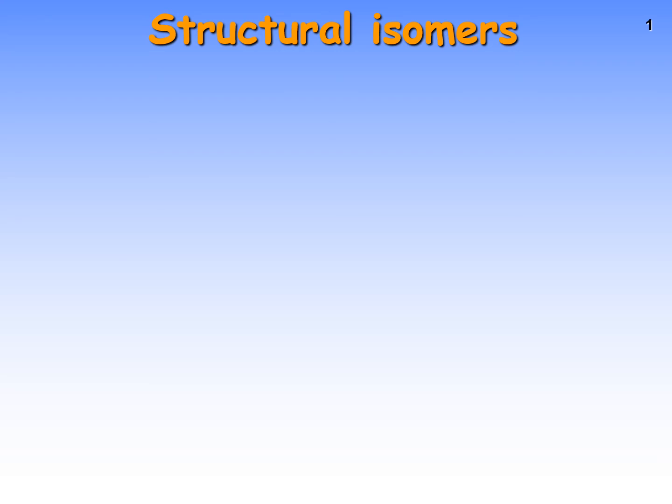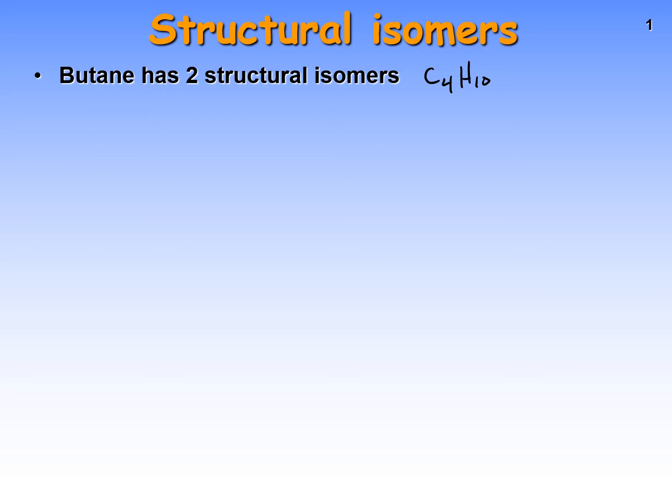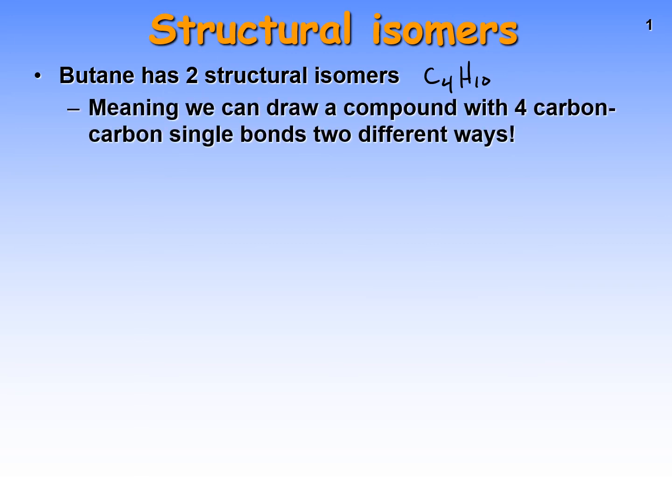Hello, Chem 1B. This is Chapter 21, Lecture Video 2, and we're going to be talking about structural isomers. So let's talk about butane first. Butane is C4H10, and it has two structural isomers. This means we can draw two different compounds containing four single-bonded carbons that are different from each other.